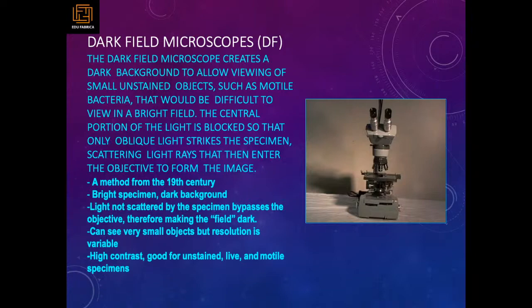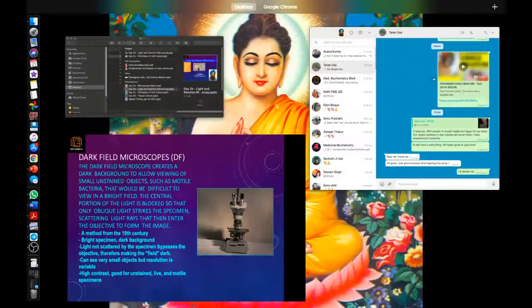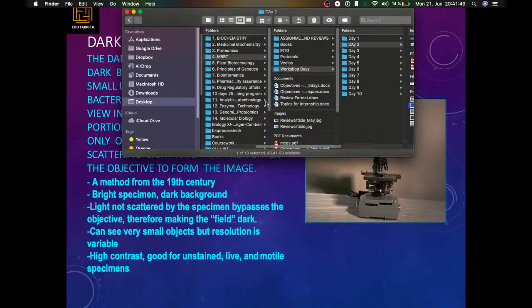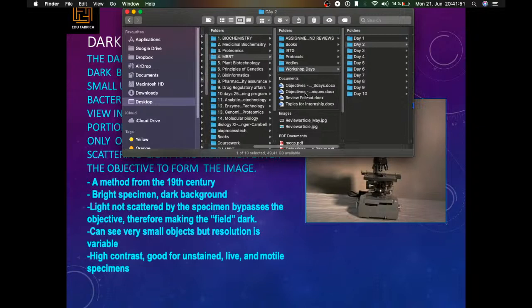Now comes the next part. I want to show you how the images look in bright field microscopy if you run them for live cell imaging, how the results look.